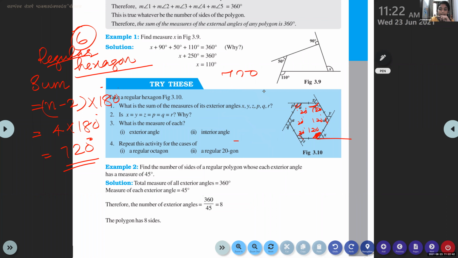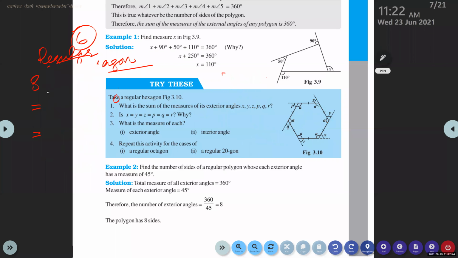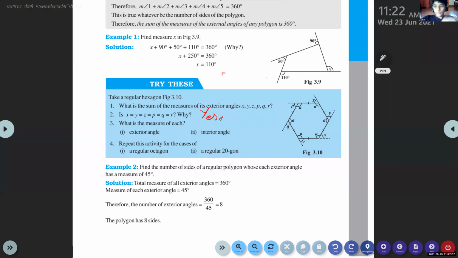So second question, X equal to Y equal to Z equal to P equal to Q equal to R. Yes. Why? Because the interior angles are equal. All the interior angles are equal. So exterior angles also will be automatically equal because it is a linear pair. Clear, children? Yes, ma'am. You understood?